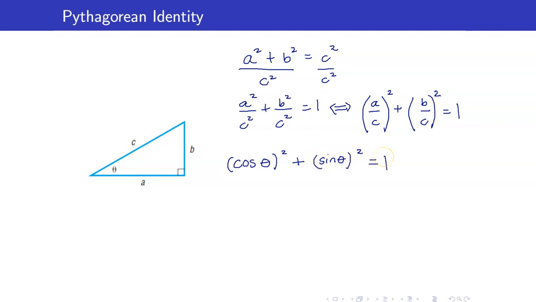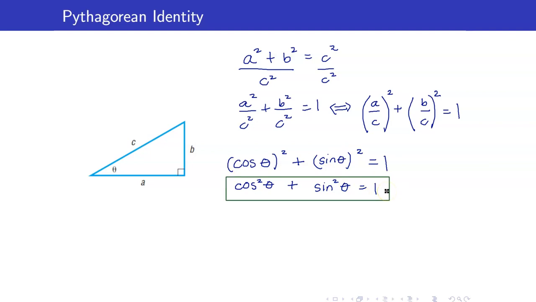And this is equal to 1. We just write this as cosine squared theta, and this as sine squared theta. This is our first Pythagorean identity. Let me just copy it here.